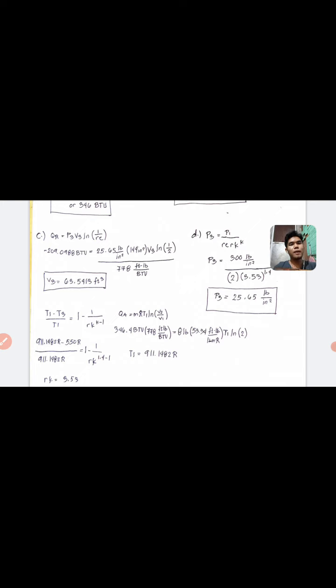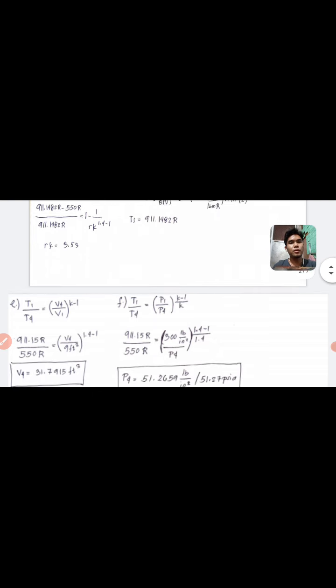QR is equal to P3 times V3 ln of 1 over RE. Since we have a value of QR, P3, and RE, we can now solve for V3. So substituting the values of QR, P3, and RE, and dividing by 778 foot-pound over BTU, so that the BTU will cancel and the unit of the answer will be cubic feet. So V3 is equal to 63.5413 cubic feet.